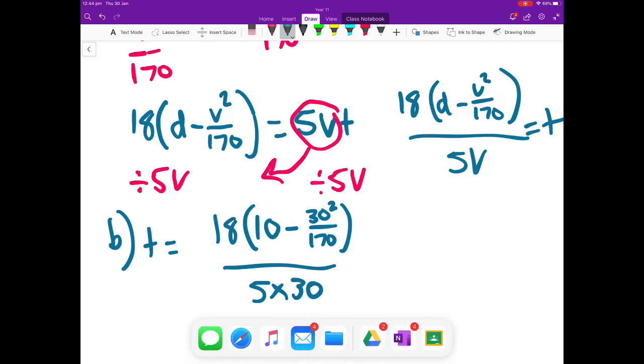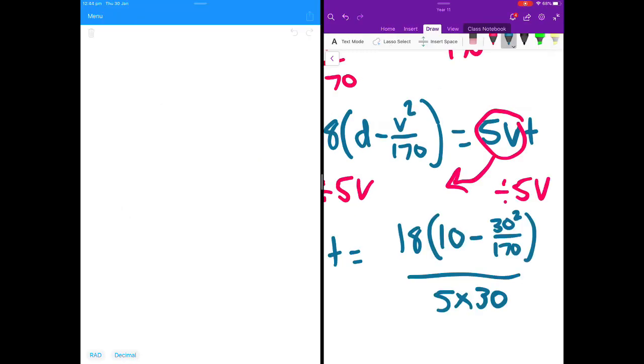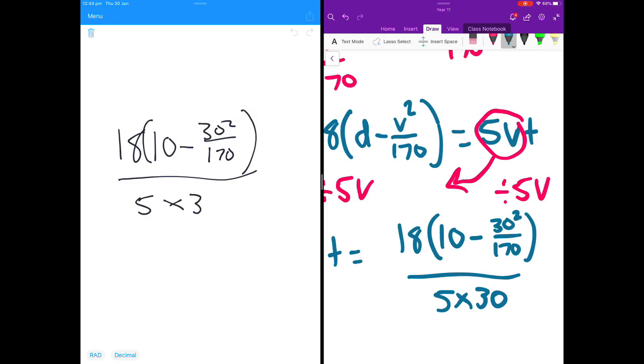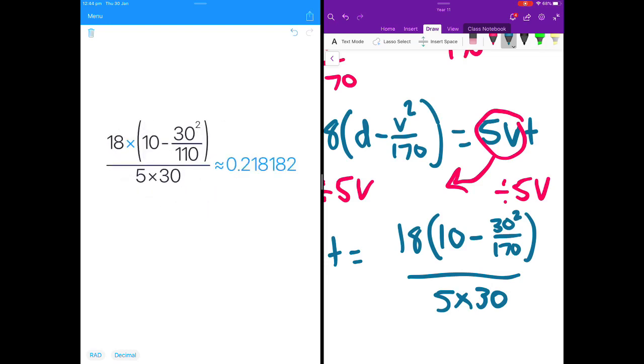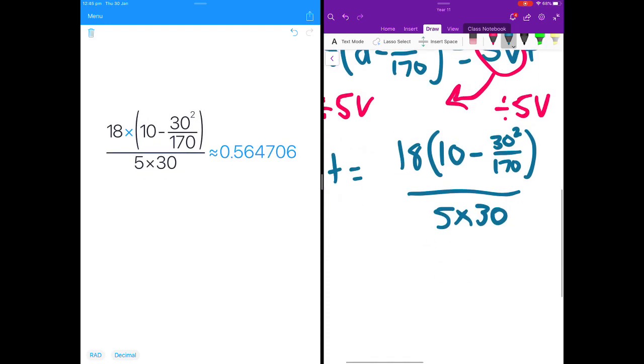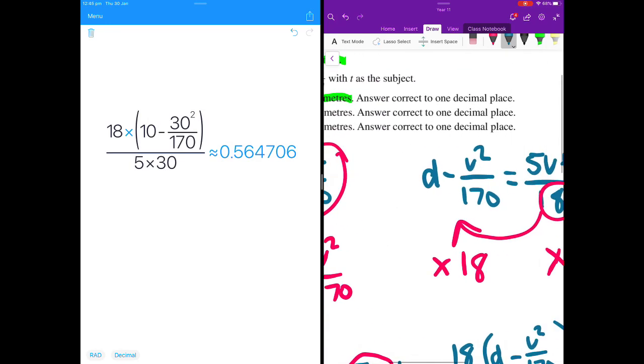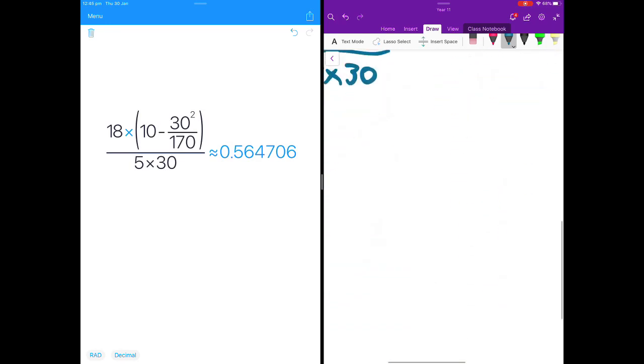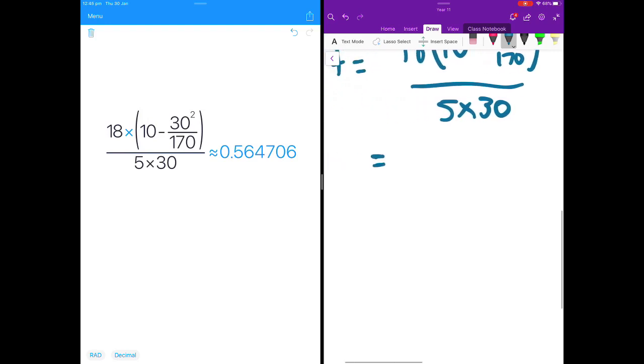This is a place where a calculator comes in handy. So let's put it all into a calculator. Once we've got our answer, we're going to look back at the question and make sure that we're putting it into the right form. So that's how many decimal places that the question asked us for. Make sure that's a 170 up there. Alright, so we've got 0.56, so that's going to be 0.6 to 1 decimal place.